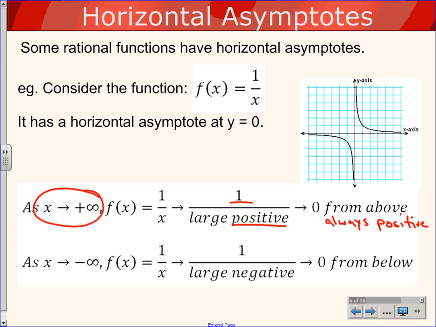If we go to the left, if we're approaching negative infinity, the same sort of thing happens. We still have a very large number on the bottom, but now it's negative. So 1 divided by a large number gets close to 0, but because it's negative, we say it's approaching from below, because this expression is always going to be negative as x gets closer and closer to negative infinity. Okay?